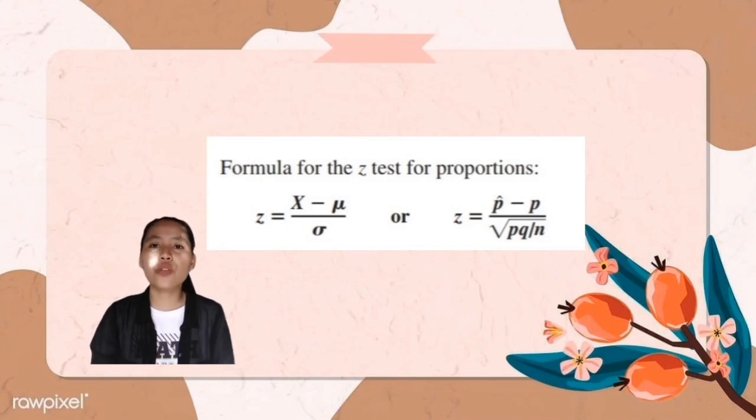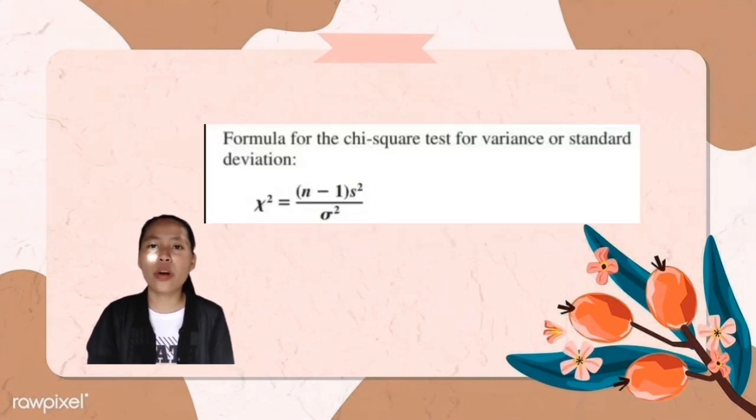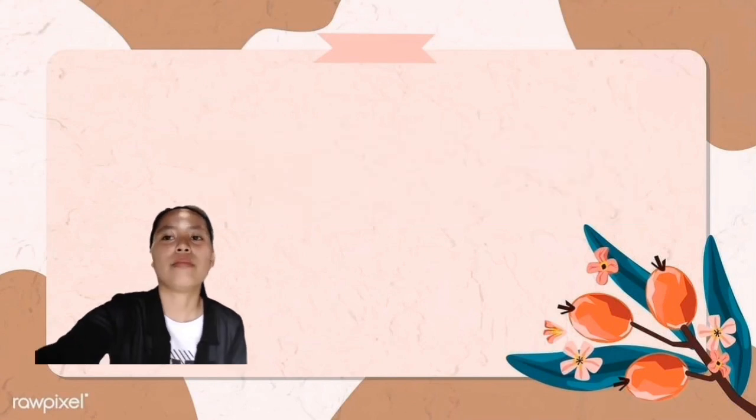Formula for the z-test for proportions: z equals x minus mu over sigma, or z equals p hat minus p divided by the square root of p times q over n. Formula for the chi-square test for variance or standard deviation: chi-square equals the quantity n minus 1 times s squared over sigma squared.